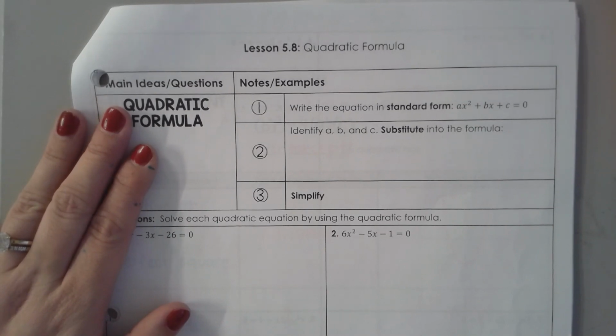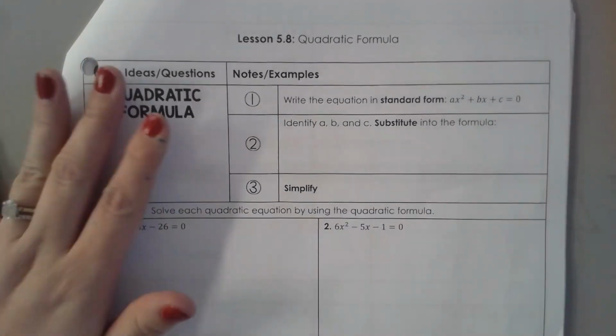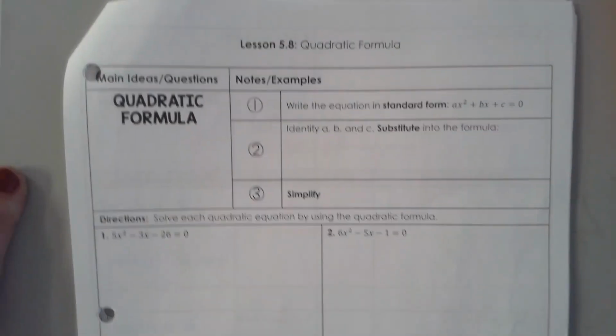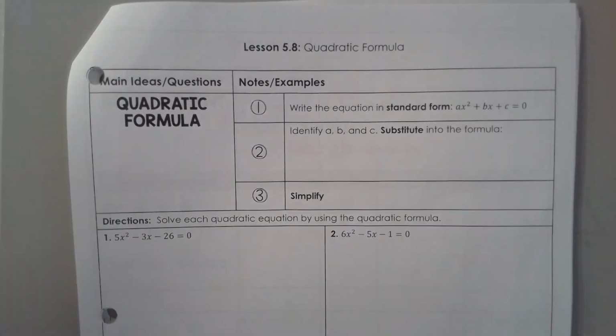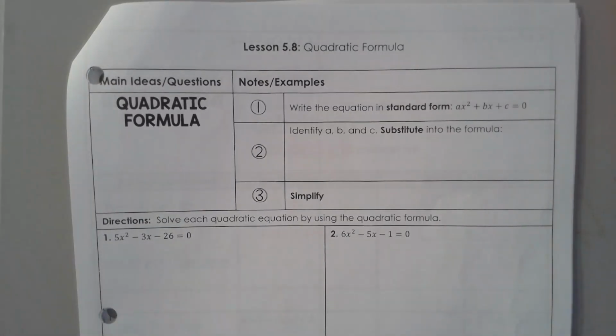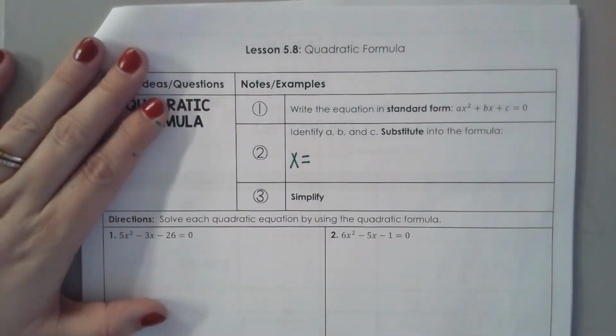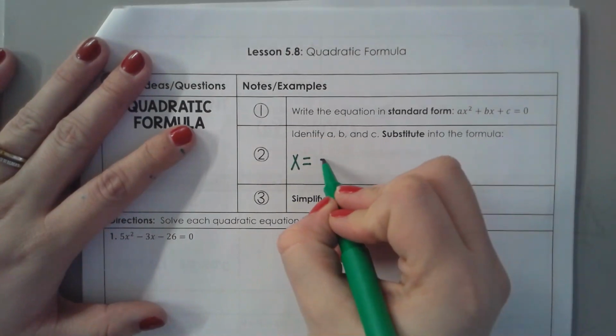But it can be a little messy, can be a little ugly, so that's why I showed you those other methods that usually are better in most cases. But if everything else fails, quadratic formula works. So here is that formula. X equals. Now we're going to have a big fraction.